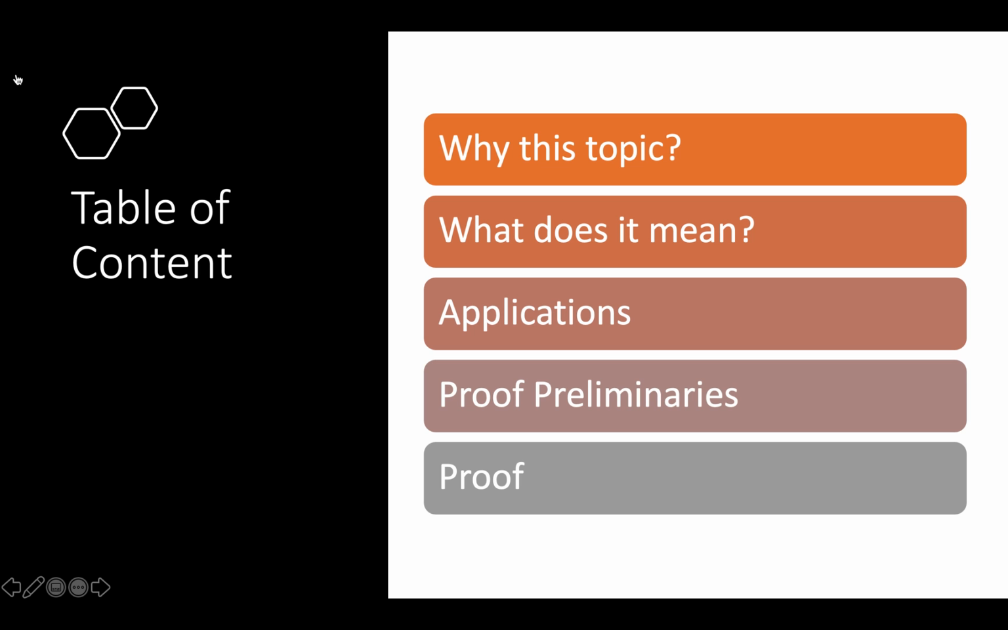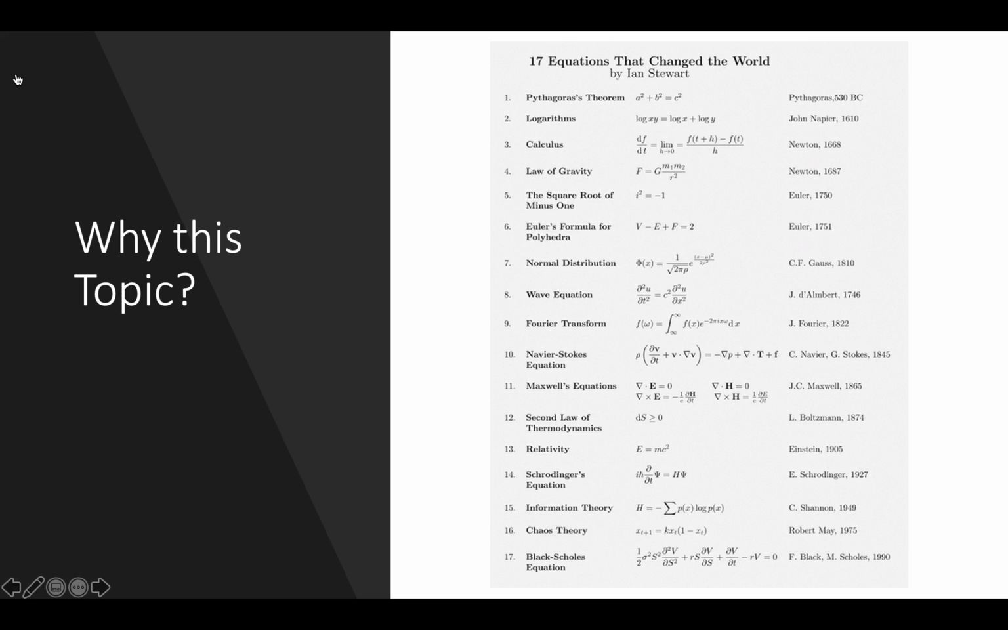to the proof. So if you spend any time online in math blogs or on Twitter, if you follow some mathematicians, occasionally they'll share a list of the most famous equations or their favorite equations. So this is a list by Ian Stewart, somebody I follow on Twitter, and he just shared a list of a bunch of famous equations. And you'll notice that equation number 6 is Euler's formula for polyhedra.